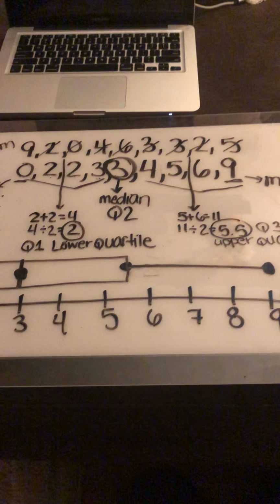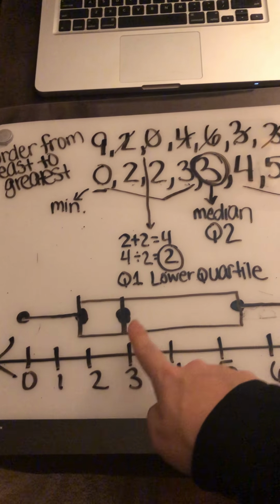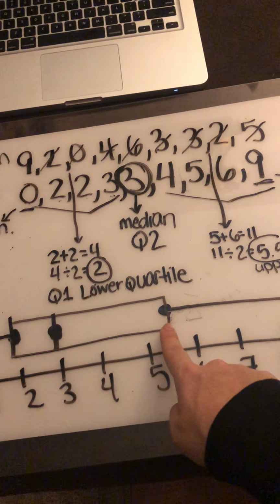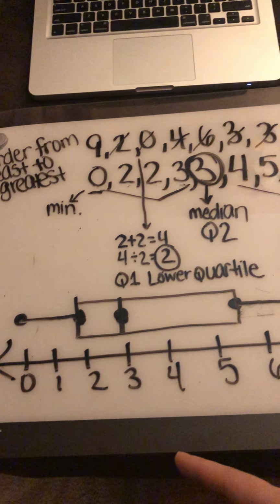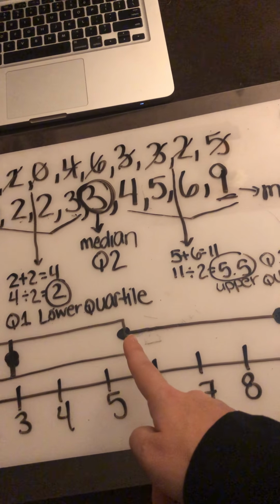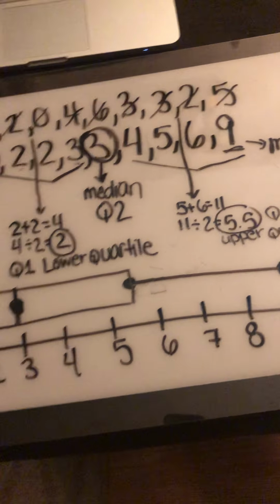Okay, so again, what we did, we set up our number line from our minimum to our maximum. We plotted our minimum. We plotted our maximum. We made dots where our quartile 1 was at 2, our median was at 3, and our upper quartile was at 5.5. The quartiles are what make up the box. So we make our box around quartile 1, 2, and 3. Quartile 2 gets its own special line because it's the median. And then we extend our lower quartile to our minimum to create the whisker on the left, and our upper quartile to our maximum to create the whisker on the right.